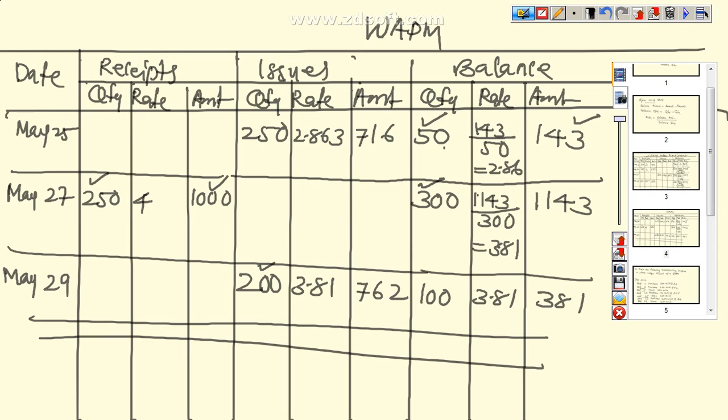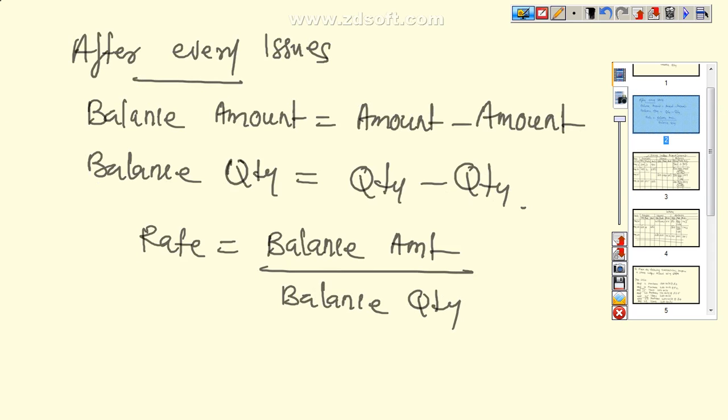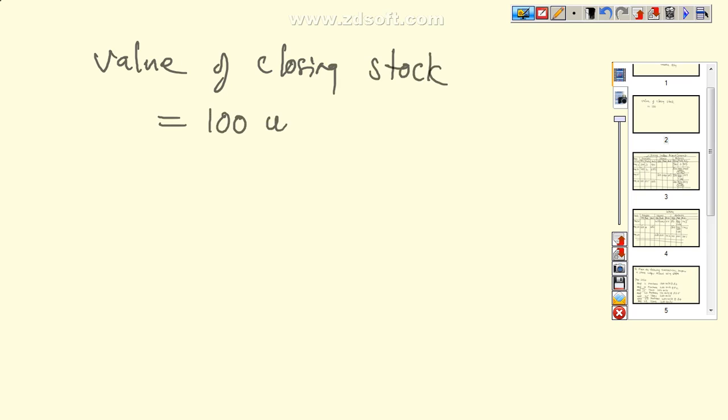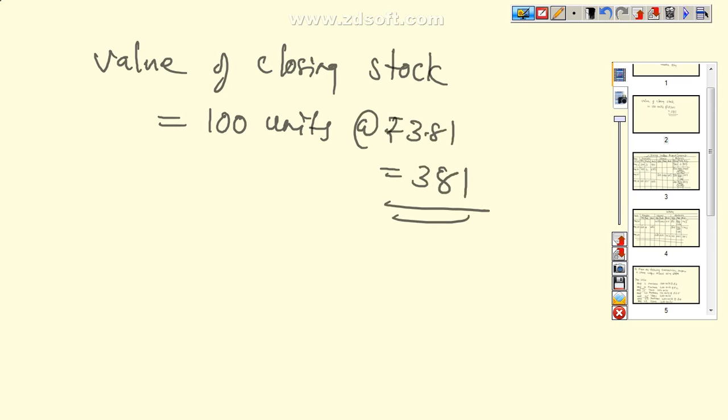So we have to write after this: value of closing stock under weighted average price method is equal to 100 units at the rate of rupees 3.81, that is equal to 381. This is the final answer.